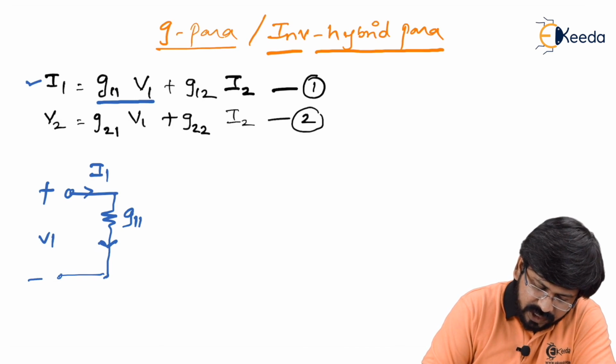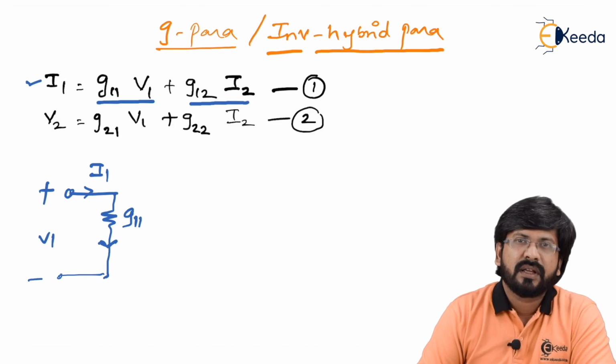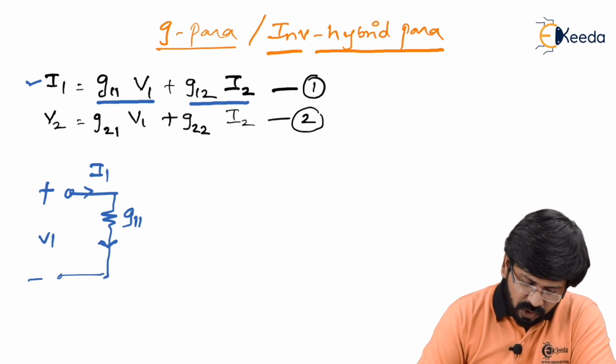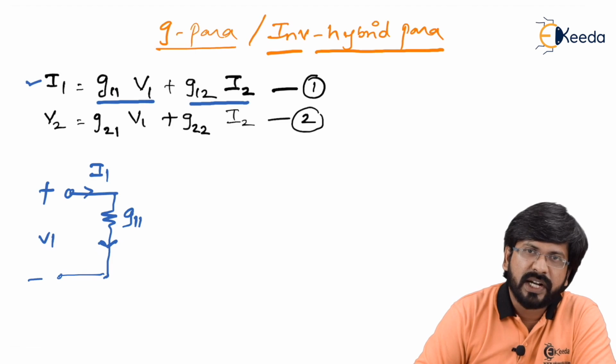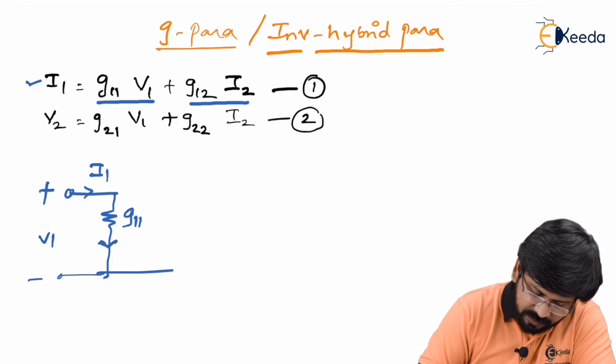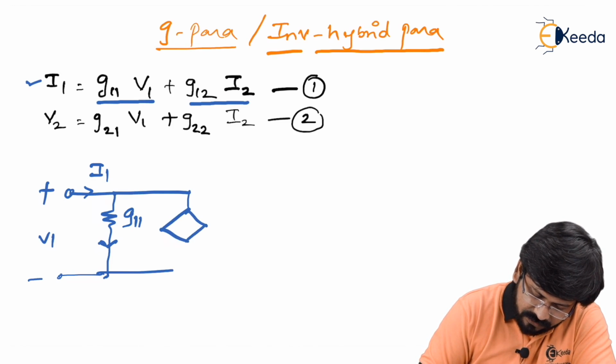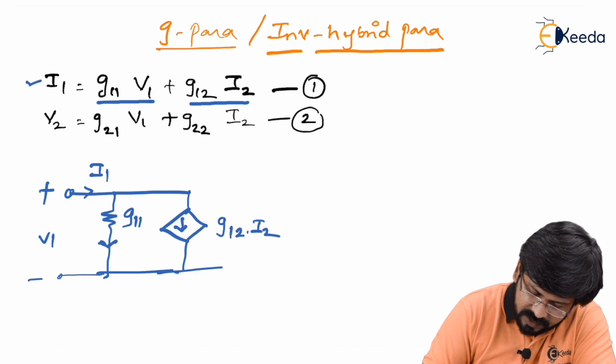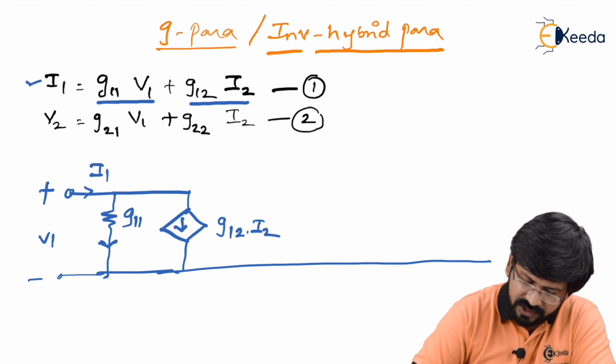And the second current, as you can see, G12 times I2. Now since we were at port 1, I cannot actually show you I2. If something is related to the opposite port, you should always show that as a dependent source. It means it is a dependent current source, of course in downward direction, having magnitude as what? It is G12 times I2. Now this has become your first part of the circuit.